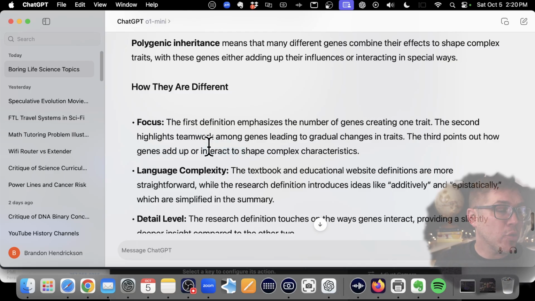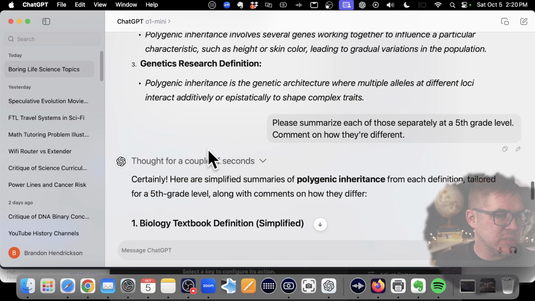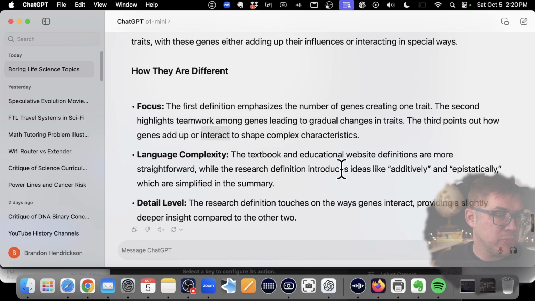Oh, interact must be what that funny word was, epistatically? Is that what it was? Yeah, epistatically, right? So, okay. I didn't even know that word. So there we go. So it's like a math thing there. Language complexity, yeah. Detail level, great.